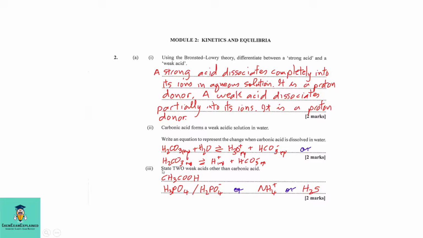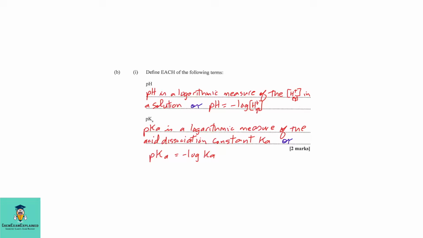2A Part 3. State two weak acids other than carbonic acid. We have ethanoic acid. We can use phosphoric acid or dihydrogen phosphate ion or ammonium ion or hydrogen sulfide.